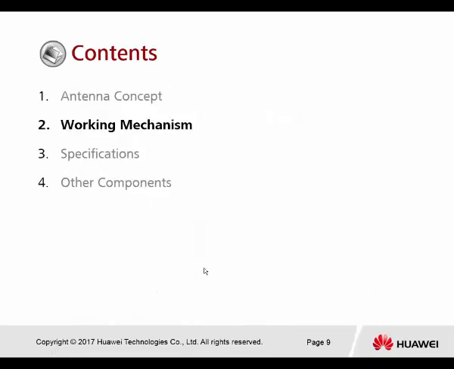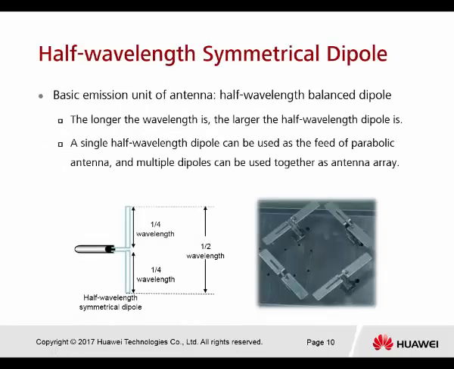The working mechanism: the half wavelength symmetrical dipole is the basic emission unit of an antenna. The longer the wavelength is, the larger the half wavelength dipole is. A single half wavelength dipole can be used as the feed of a parabolic antenna, and multiple dipoles can be used together as an antenna array. Okay, this is the example picture.